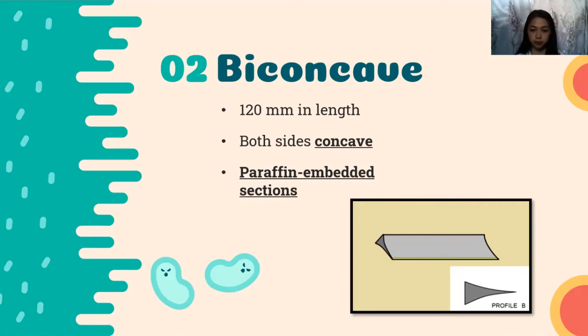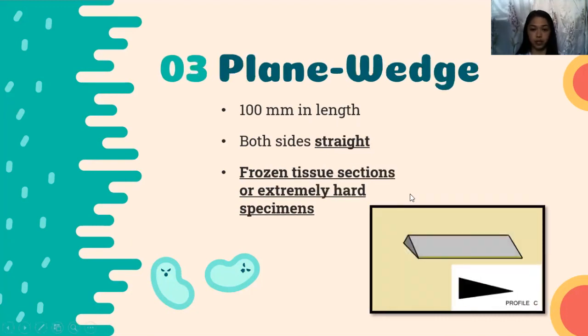Last is the plain wedge. It is usually 100 millimeters in length and both sides are straight. This is recommended for frozen tissue sections or for cutting extremely hard and tough specimens embedded in paraffin blocks using a base sledge type or freezing microtome. The image shown here is a plain wedge knife.